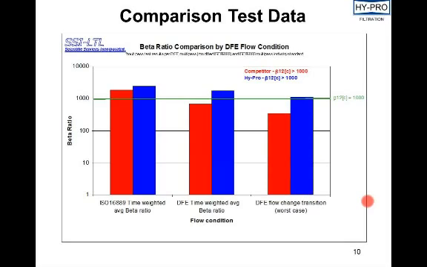And then when we isolate just those sequences where the flow rate is going from high to low or from low to high, which is the most strenuous environment, we see that high-pro still maintains true to its rating, and in this case, this competitor did not. It doesn't mean they're violating an ISO standard. They're true to the ISO standard.